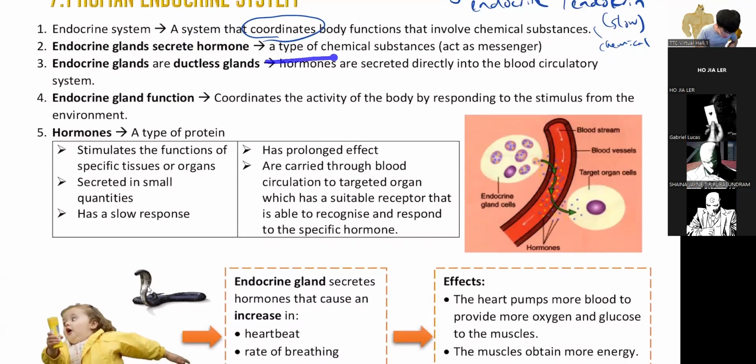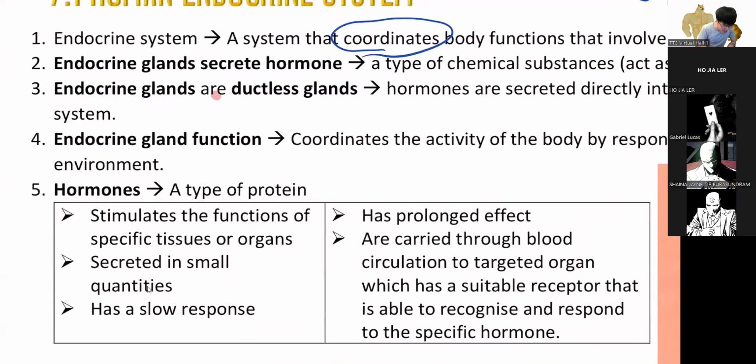Right, so a hormone is a type of chemical substance that acts as a messenger. The job of a hormone is to send a signal, to send a message to tell certain parts of your body to do something. I'll talk about that later. It might be very blurry to you now. So endocrine glands, please highlight this. Endocrine glands are ductless glands. Very important to remember this.